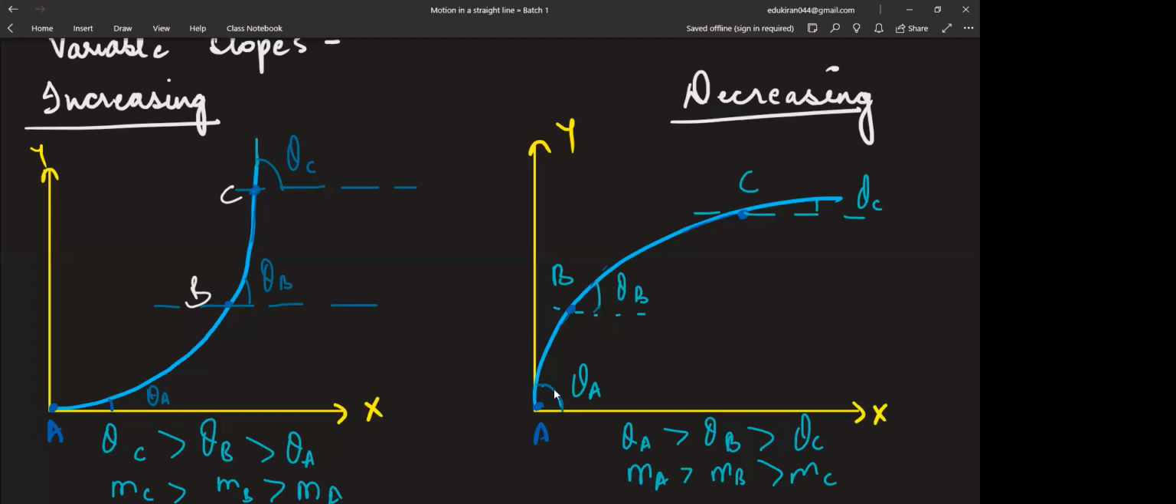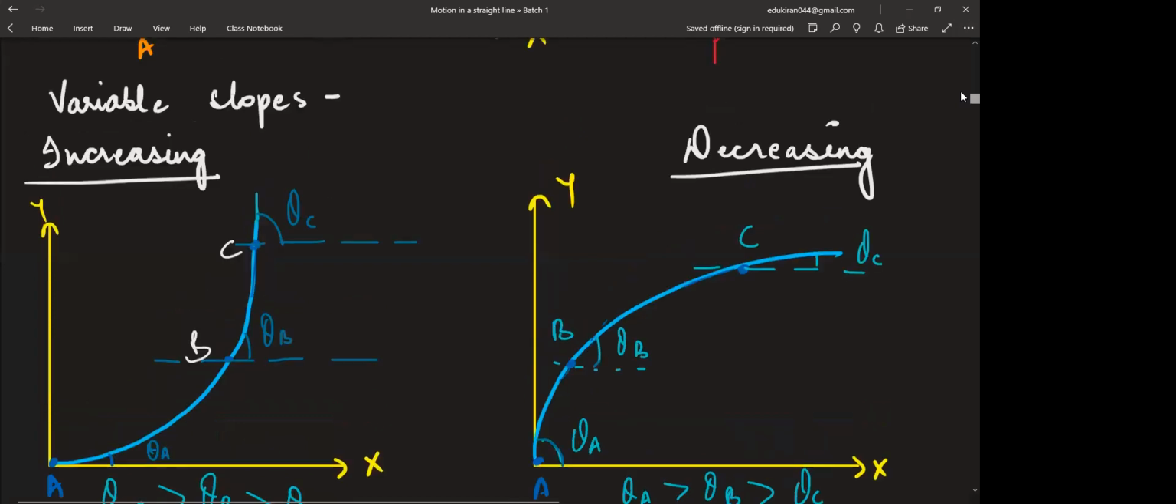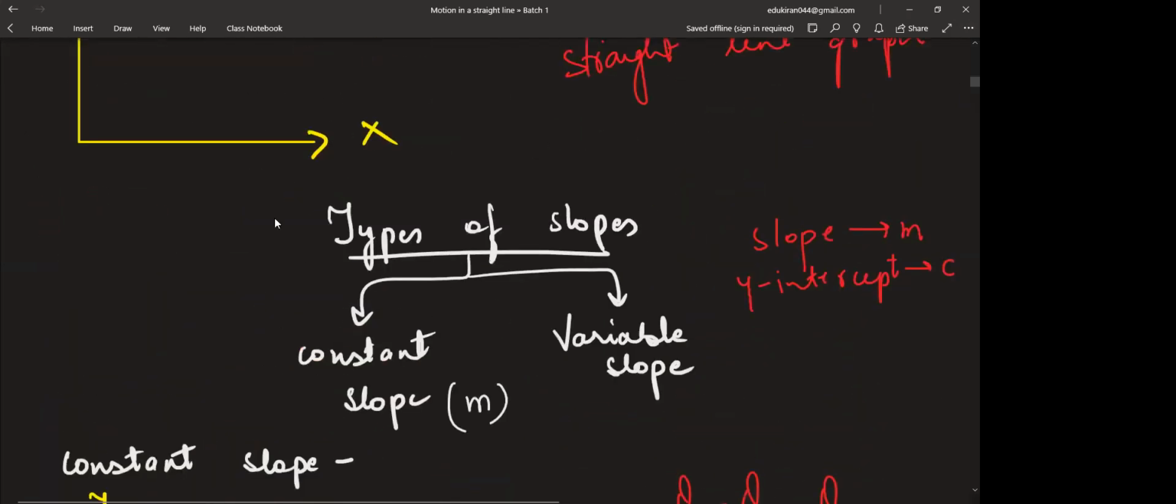Here this is decreasing. Look, theta A was the maximum, theta B less, then theta C is very, very less. So the slope order has also reversed here. Write down this portion as well. Types of slope. This is also a continuation of the above part only. Write it.